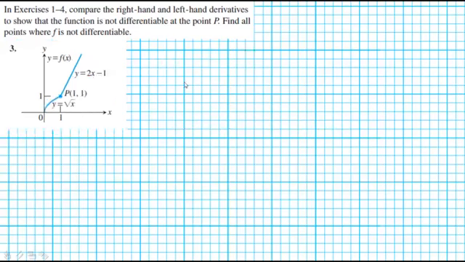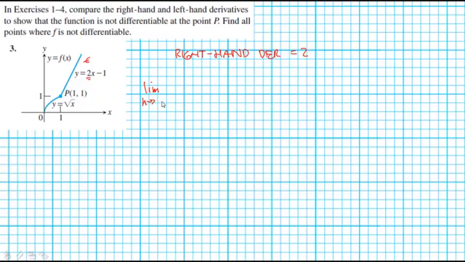For problem number 3, let's take care of the easy one first. The right hand limit, or the right hand derivative, which is based on the limit, is equal to 2. This segment is linear, the slope is 2, the right hand derivative is 2. What about this limit, the left hand limit? Well, let's do a quick calculation.